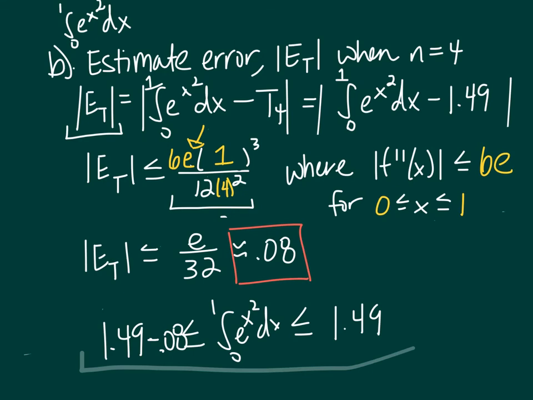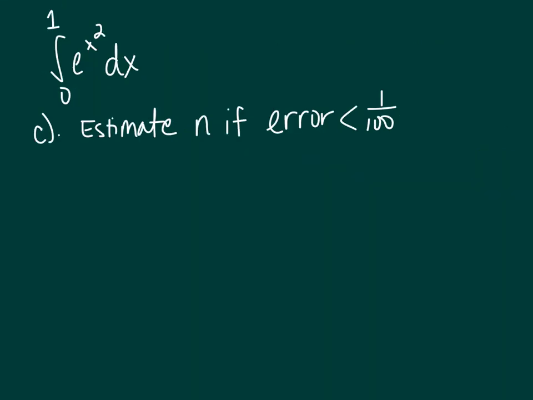In part C, we're going to decide in advance how small we want our error to be. In this case, in part C, we want it to be 0.01, not 0.08. And we're going to see how many subdivisions we need so that we can get our error within that particular tolerance. So here, instead of knowing n and solving for our error tolerance, now we're going to know our error tolerance and we're going to try to solve for n.